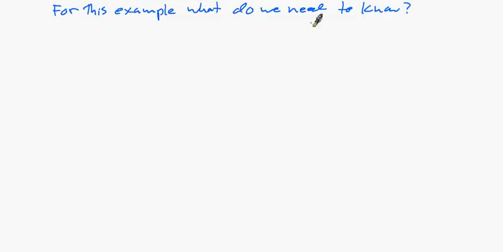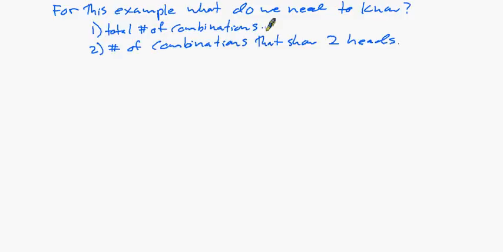In trying to actually calculate this theoretical probability for this particular example, seeing 2 heads out of 3 coins, the question is, what do we need to know? Well, we've already identified really what we need to know. The total number of combinations, and of course the number of combinations that show 2 heads, right? This is going to be our ratio, this one over that one.